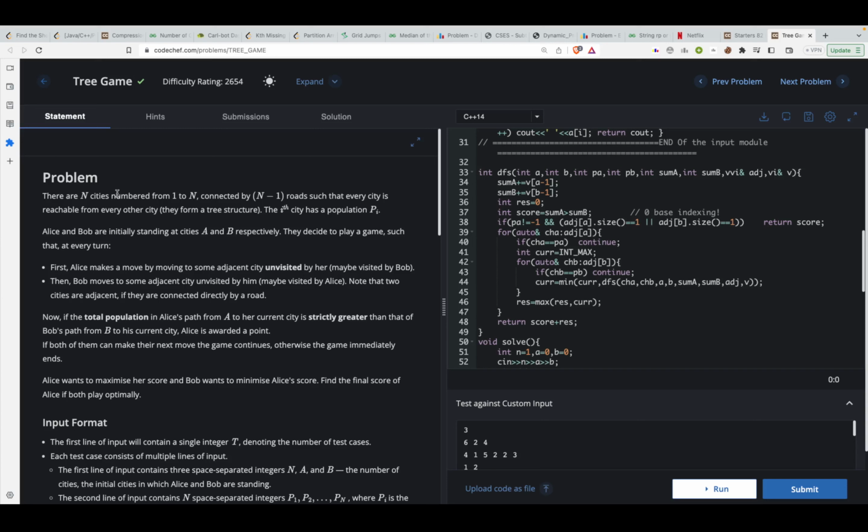So the problem states that there are n cities numbered from 1 to n connected by n minus 1 roads such that every city is reachable from every other city. The ith city has the population pi. Alice and Bob are initially standing at cities A and B respectively.